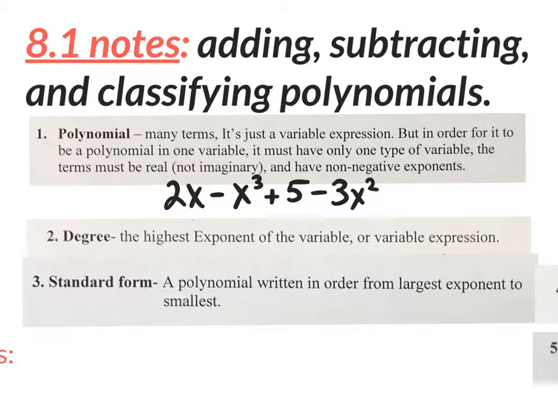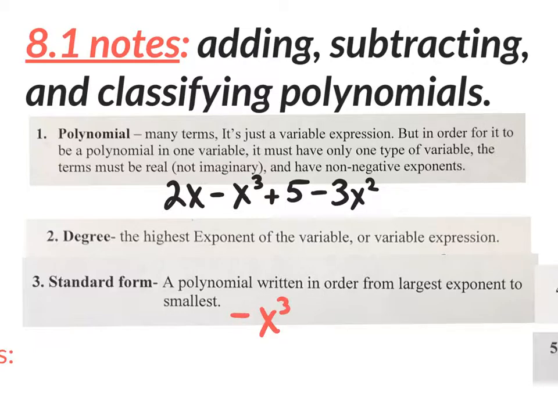What should my first term be? Should it be 2x? No. What's the first term of my standard form polynomial? You're going to start with the highest exponent. You want from highest exponent down to the smallest. So the first term is this guy right here. So I need to write down this x to the third with a minus in front of it. That's going to be our first term. Negative x to the third.